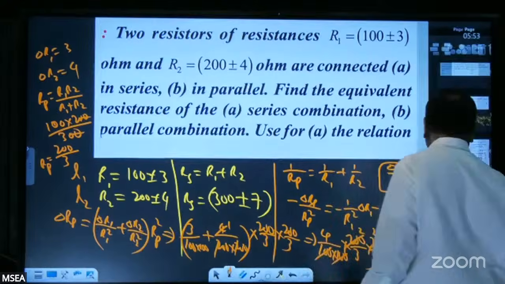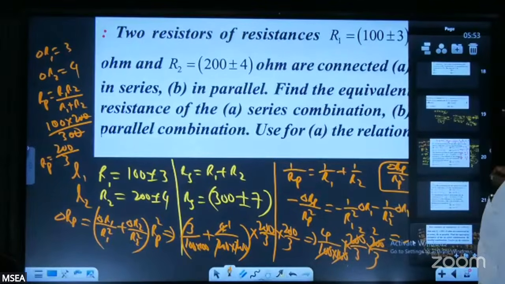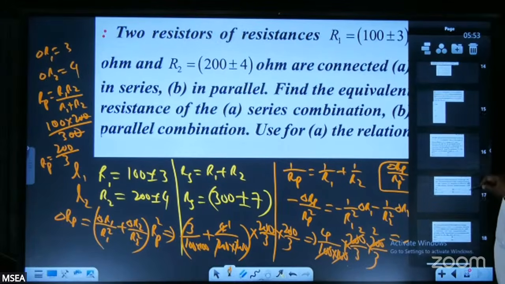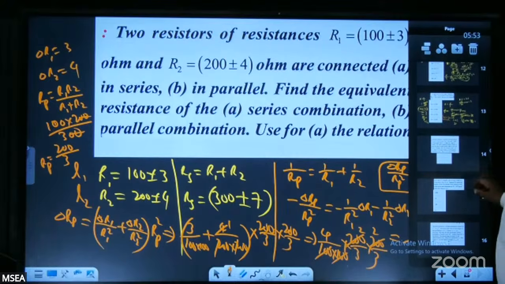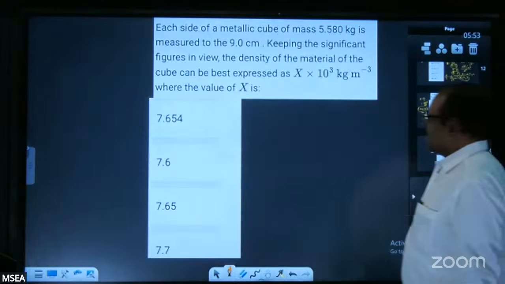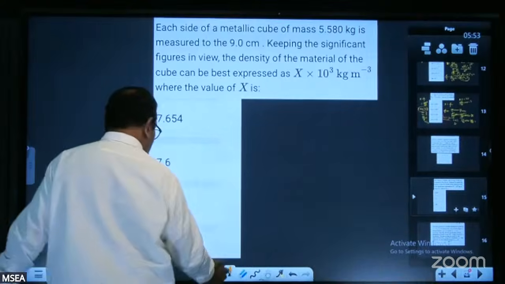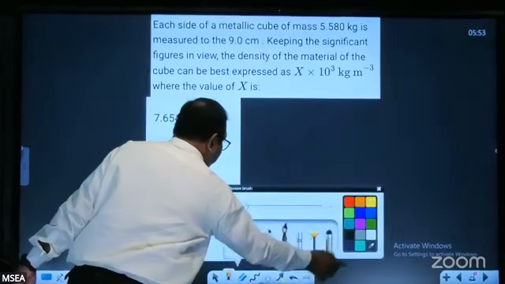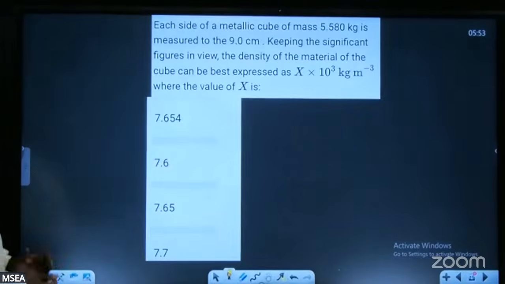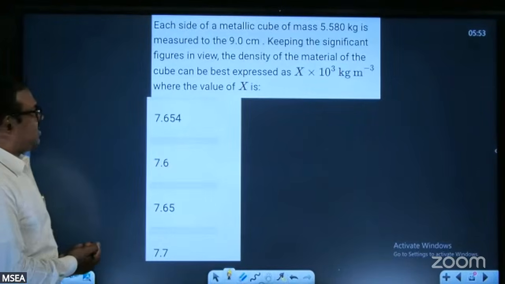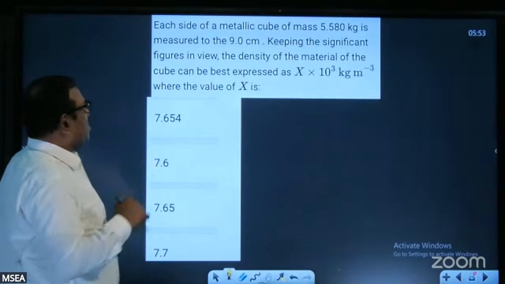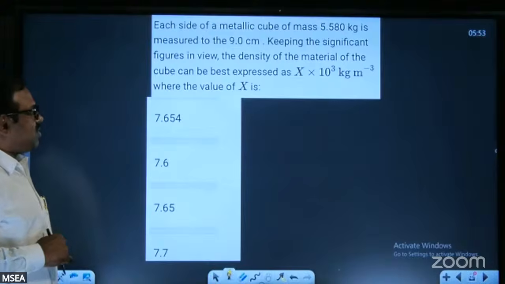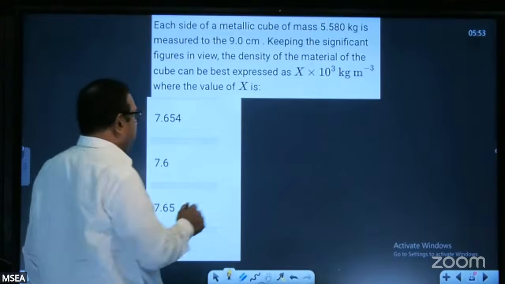Next, let us come to this one, C. Now we take the question asked in 2026: each side of a metallic cube of mass, measured to 9 centimeters, keeping the significant figures in view, the density of the material of the cube can be best expressed.